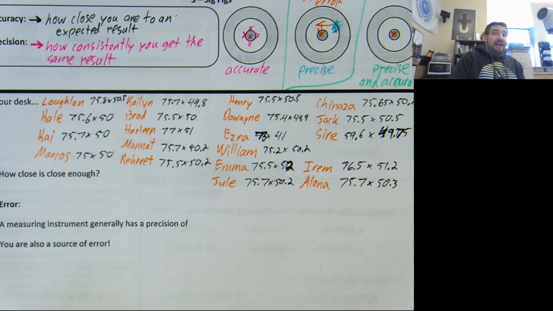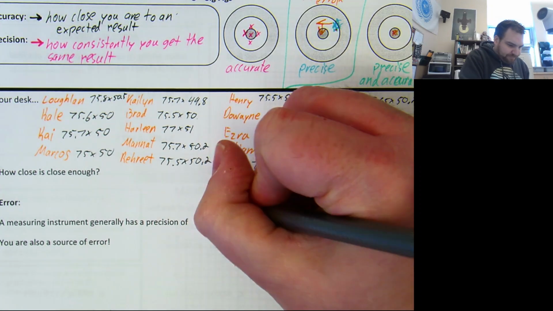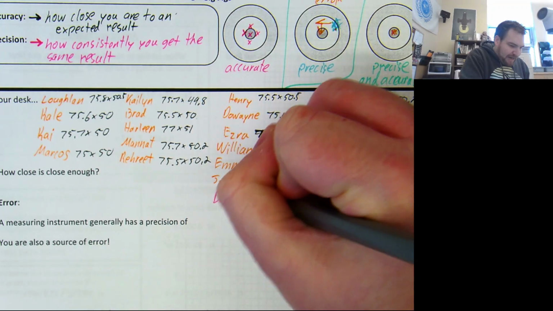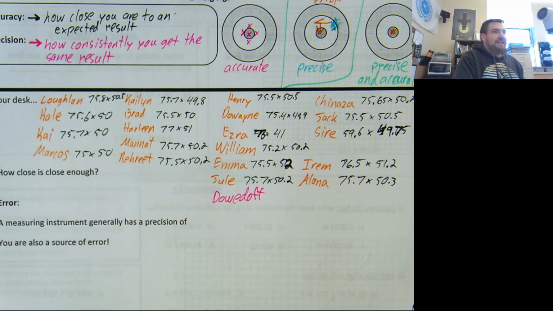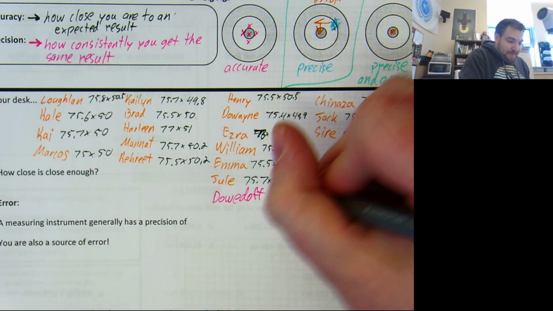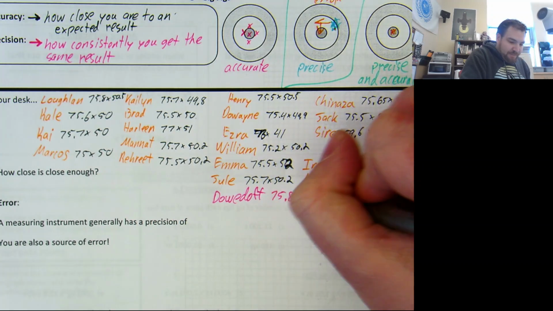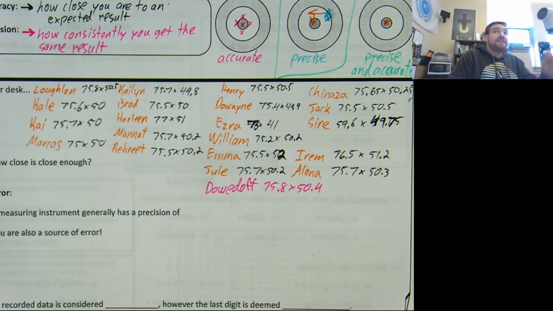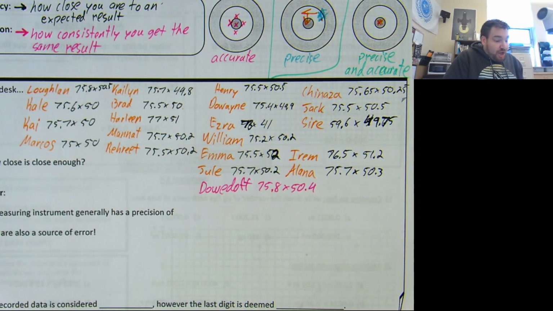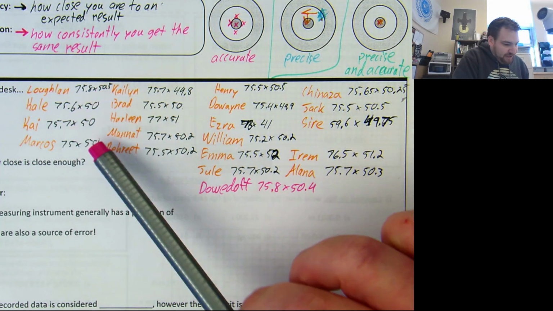My value for this, I did this measurement as well. I'm not giving you this measurement to say that I am the arbiter of truth in all of this, but I did the same measurement you guys did, and I got 75.8 by 50.4. So lots of you guys were close to each other's values. We have 75.8 by 50.